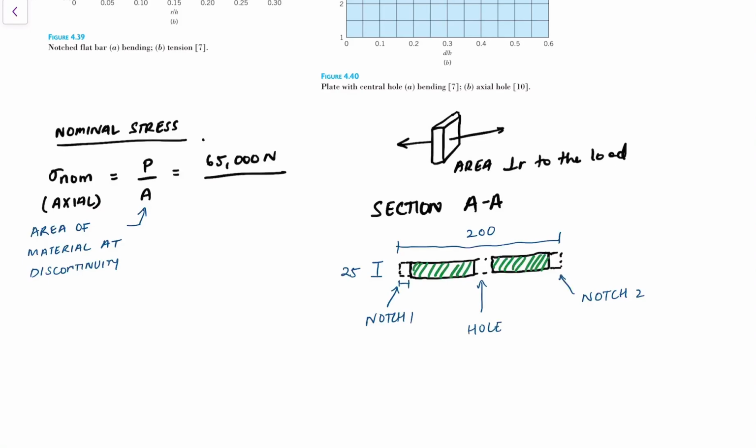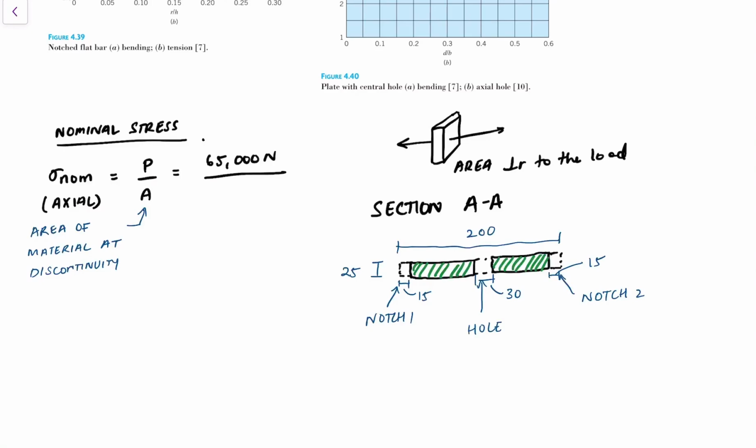This is 15. This is 15. And the diameter of the hole is 30 millimeters. So we need to, using these dimensions, calculate the area of the two rectangles we have.